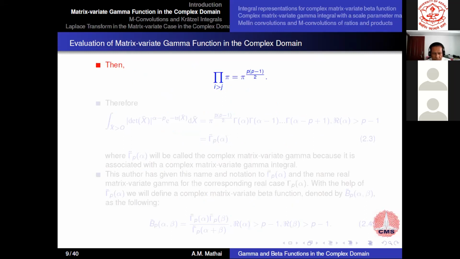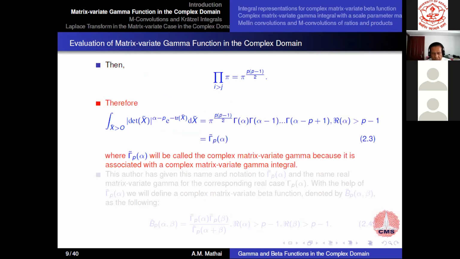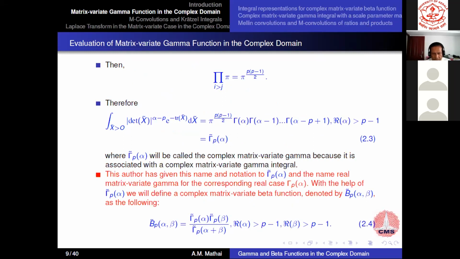Therefore, the product involving those exponential integrals will give pi raised to p into p minus 1. Therefore, the gamma integral will be like this, and this is the notation that we use. And this I call the complex matrix variate gamma, a generalization of the ordinary gamma. Complex matrix variate because it is associated with this type of matrix variate gamma integral. Okay.